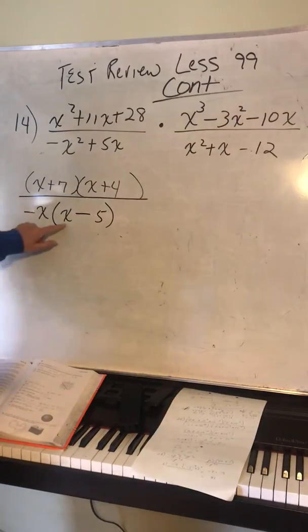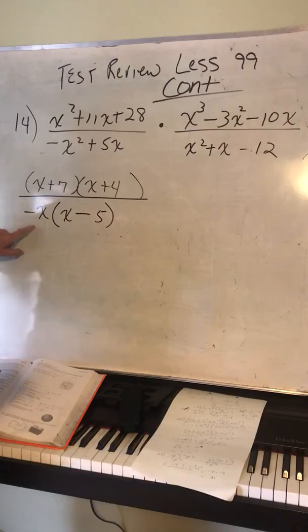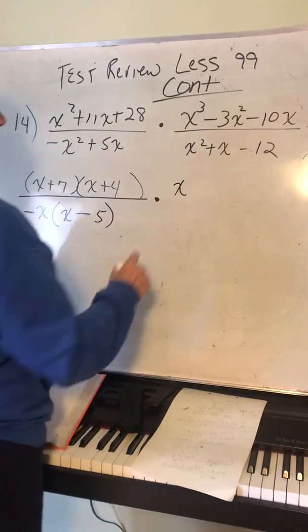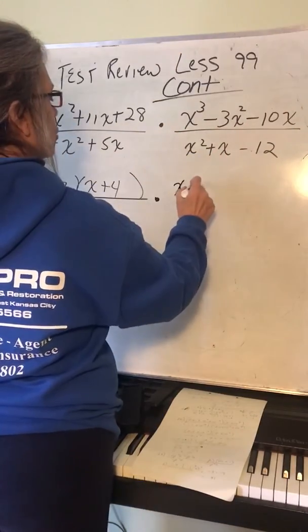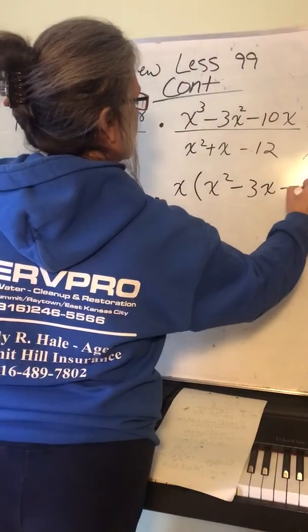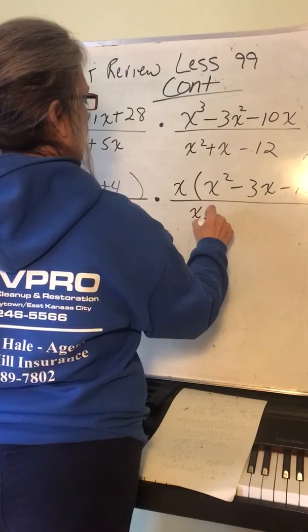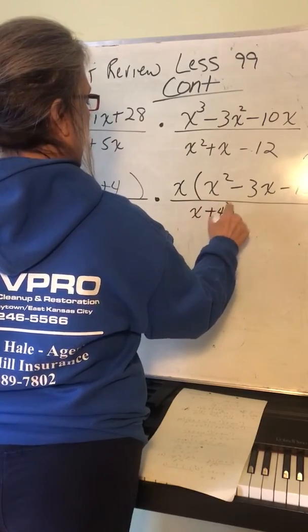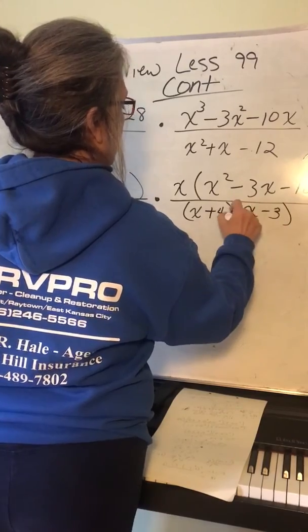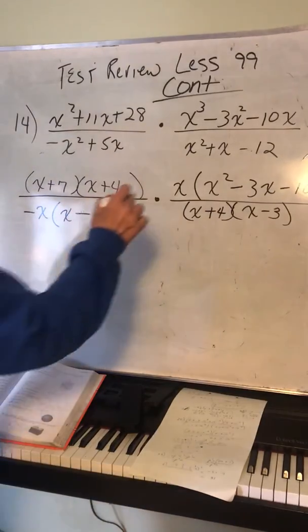So if you just redistribute and do it, you check it, and it will look like this when you check it. So then we're going to times, and here we're going to factor out an x because we have an x common in each term, and we're left with x squared minus 3x minus 10. And then here on the bottom, we're left with x. We get x plus 4 and x minus 3 to factor this one right here. Okay, now we can start. Well, let's do this one.